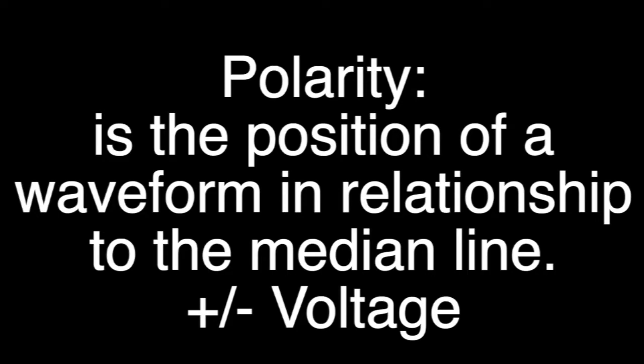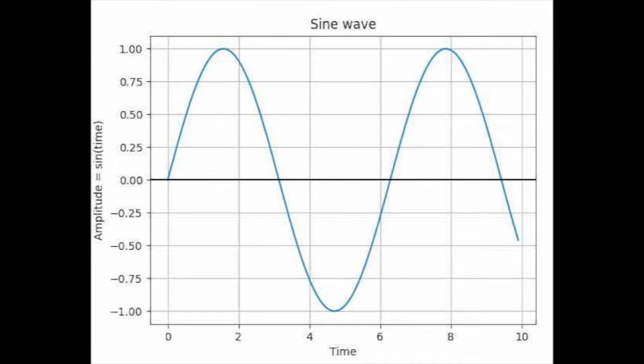Polarity is the position of a waveform in relation to the median line. As you can see from this graph, every waveform has a positive and a negative voltage. If we were to duplicate this sine wave, but put one 180 degrees out of polarity with the other one, so flip it, we would hear nothing, as long as both waveforms were played at exactly the same note and at exactly the same time. That's the difference between phase and polarity.